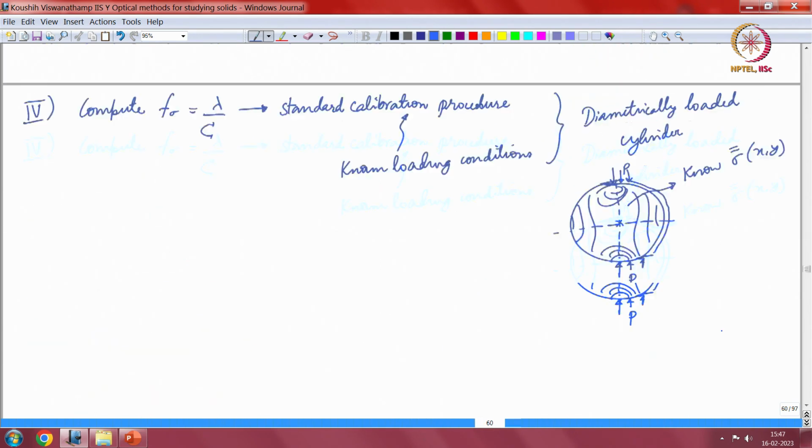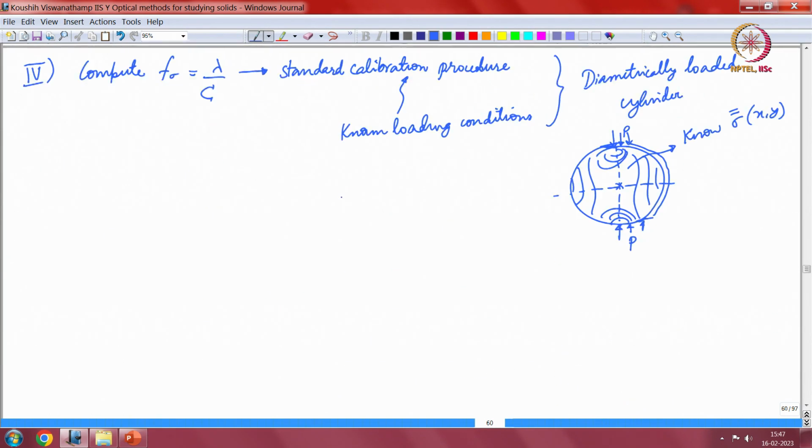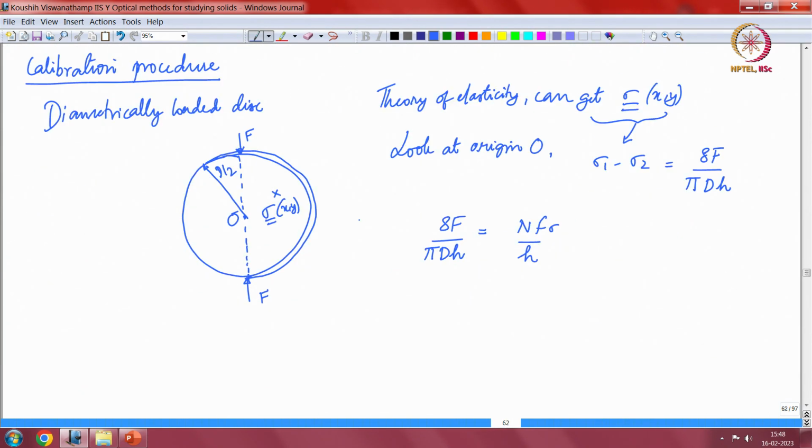If you go back here, this was f sigma inverse. So, n f sigma by h is sigma 1 minus sigma 2, right. So, sigma 1 minus sigma 2 is n f sigma by h. So, h cancels out and you get f sigma is 8 f by pi n d. Okay, so, this is how you get the value of the material parameters for this particular case.